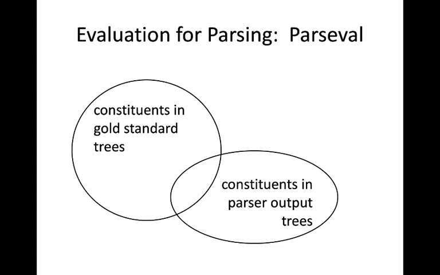We'll get to this. So Parseval is an evaluation for parsing, and it's based on precision and recall. So if you have these are the constituents in the gold standard trees, and these are the constituents in the output parser trees, then our goal is to maximize the intersection between these two and minimize the size of these non-intersecting parts, the errors. So these would be false negatives, and these would be false positives.